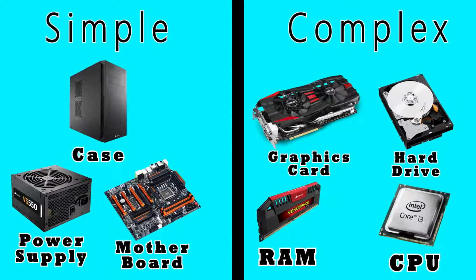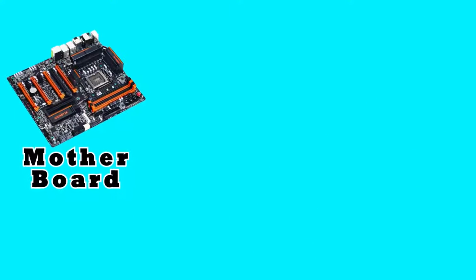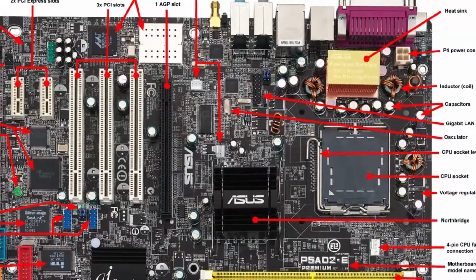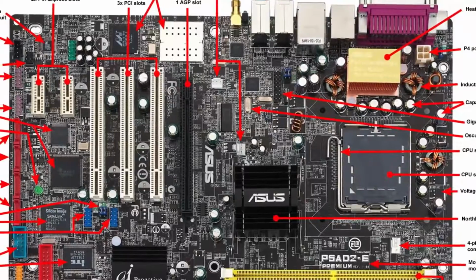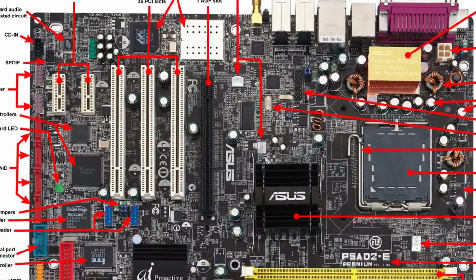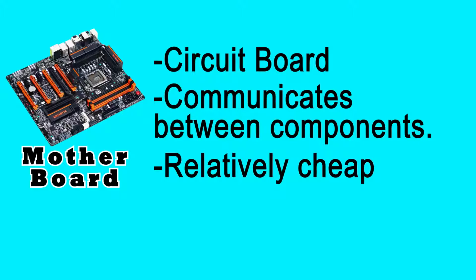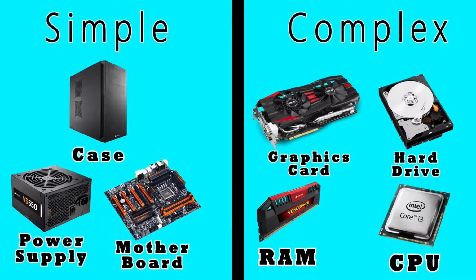The last of the simple parts to mention is the motherboard. The motherboard is a wide and flat circuit board that all of the other components plug into. It's the part that lets all of these components send electrical currents, composing data, between each other. While not particularly expensive, the motherboard is arguably the most important component because without it, you'd have nowhere to put anything else. So that's it for the simple components.